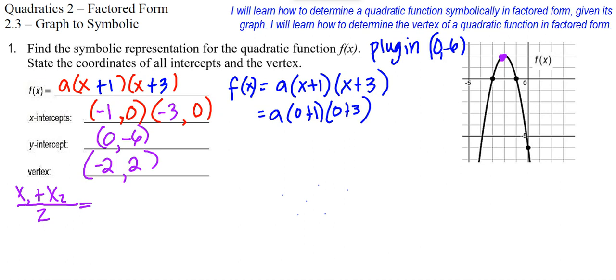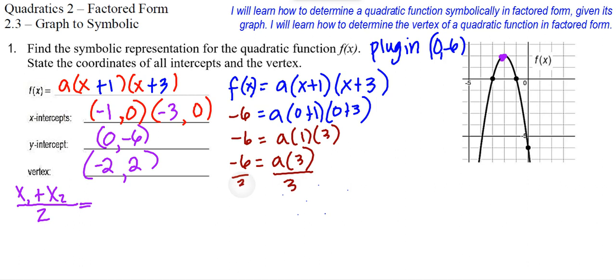And then for the y, I'm going to put negative 6. Yeah, because f of x is the y, right? Okay, let's move on. Negative 6, that's positive 1, positive 3, that is 3. And then we need to leave a alone. We need to isolate a. So I divide by 3 on both sides. And what is that? Negative 2 equals a.